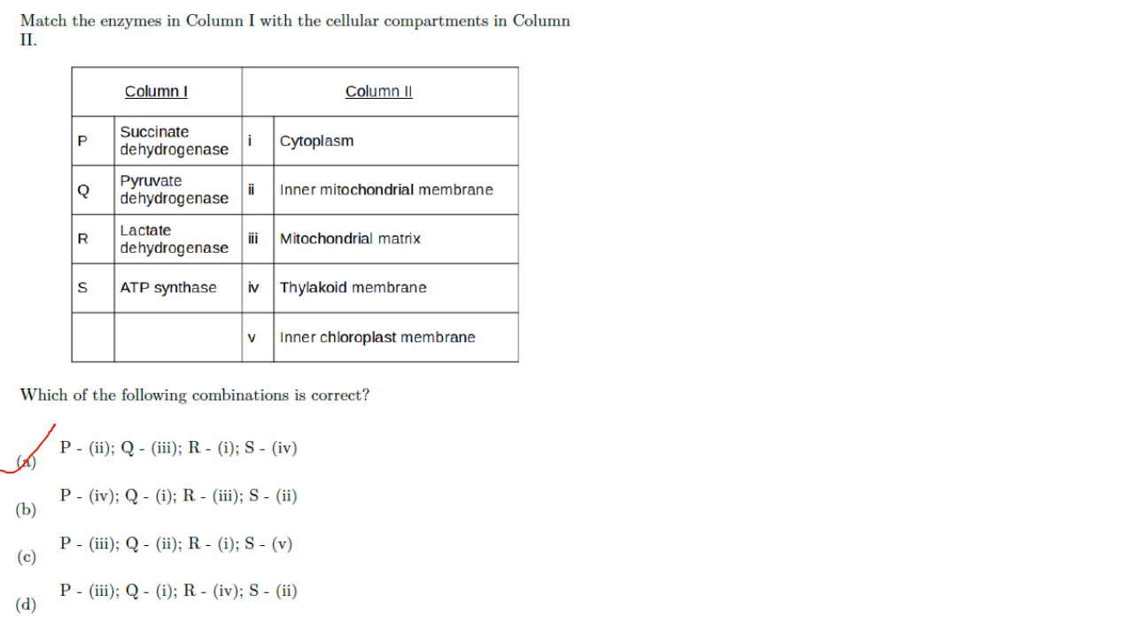Then next one. Match the enzymes in column 1 with cellular components in column 2. So succinate dehydrogenase, where is it found? It is found in the inner mitochondrial membrane. Then pyruvate dehydrogenase is found in the mitochondrial matrix. Lactate dehydrogenase is found in the cytoplasm. ATP synthase is found in the thylakoid membrane. So the answer here is option A.